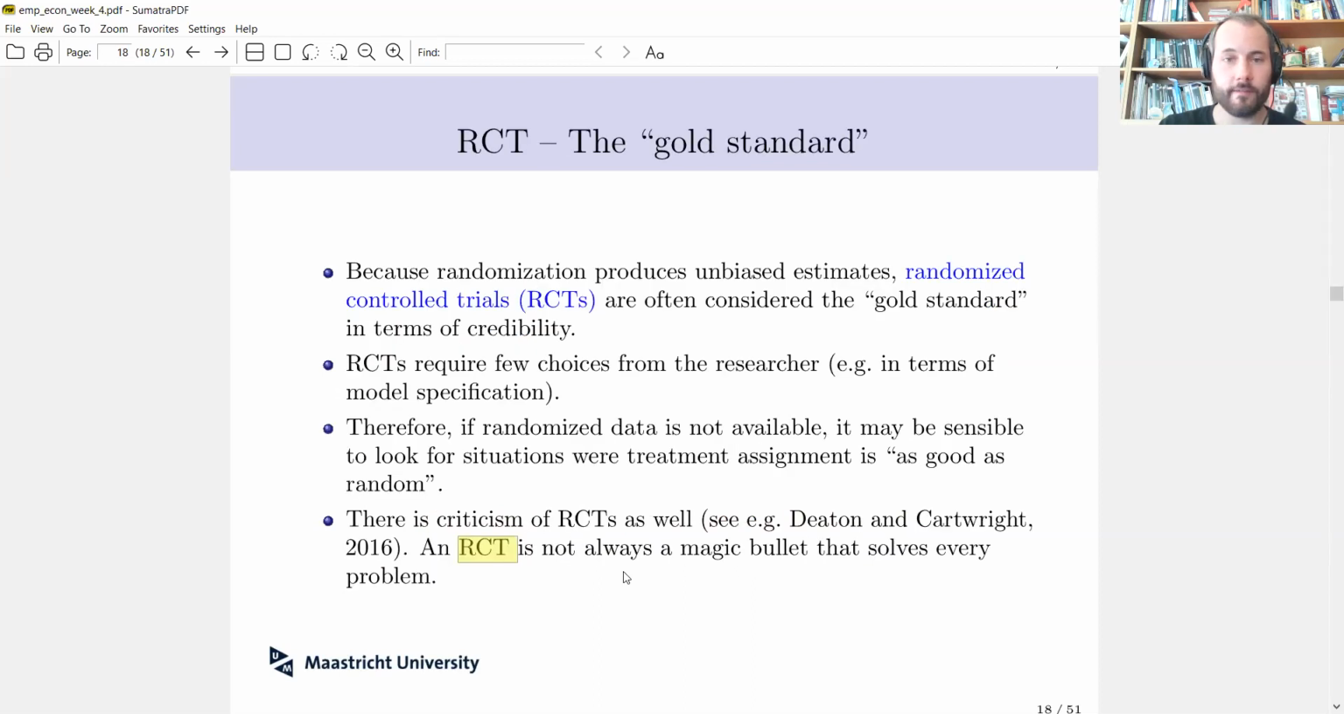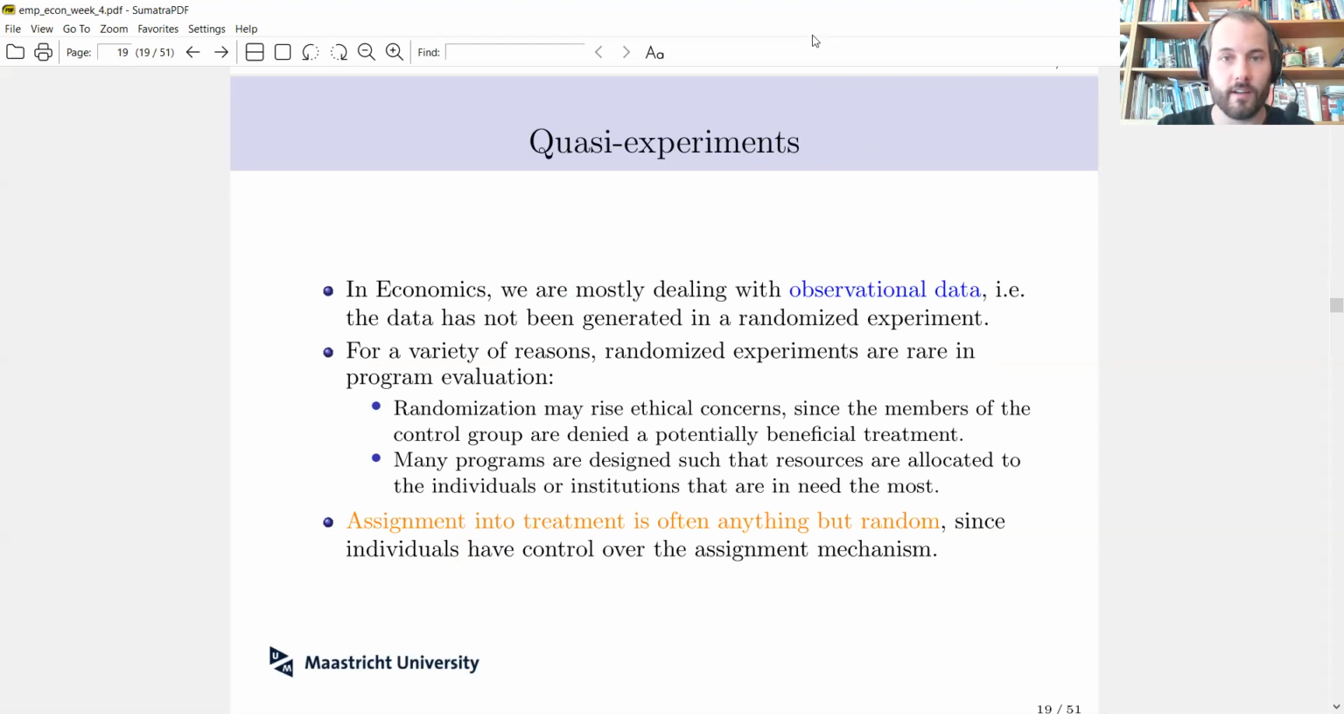That's it for the randomized experiments. And now we talk about how to get as close to that as possible. But that's in the next part.